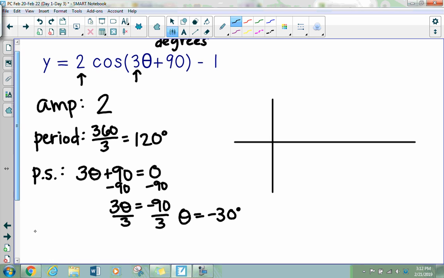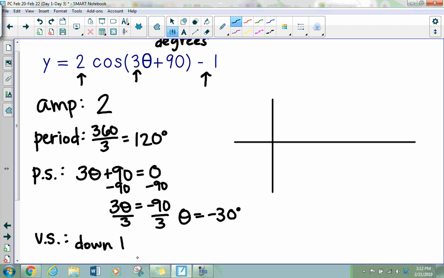The last characteristic that we look at is the vertical shift. The vertical shift is seen by the value that's either added or subtracted at the end. And again, if there isn't a value added or subtracted, that just means there was no vertical shift. In this case, that negative 1 right there tells us that we got shifted down 1 unit. This is also going to be really important when we sketch our graph, because rather than everything revolving around the x-axis, this cosine function is going to be revolving around a horizontal line that's at a negative 1.